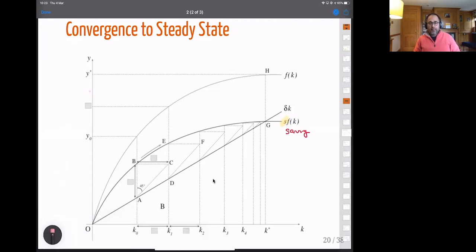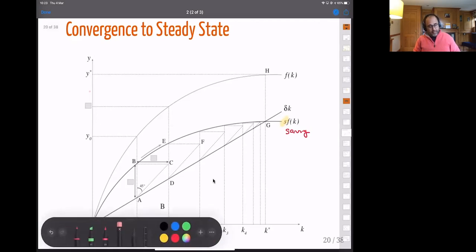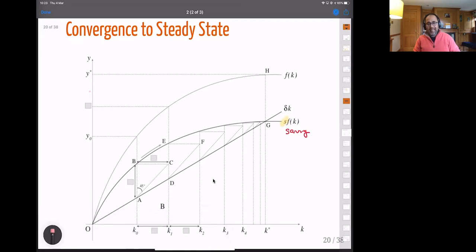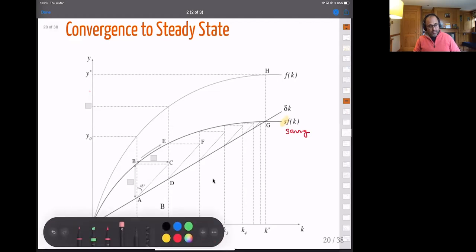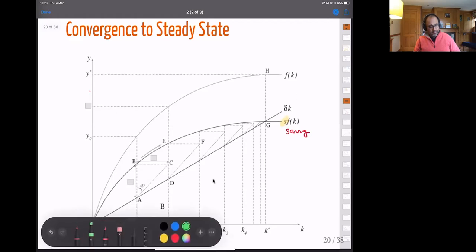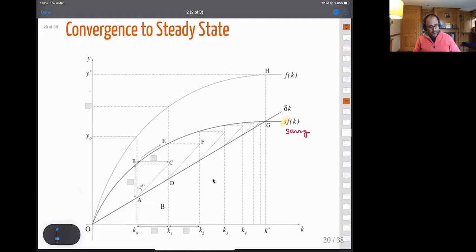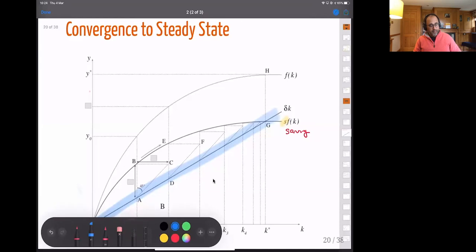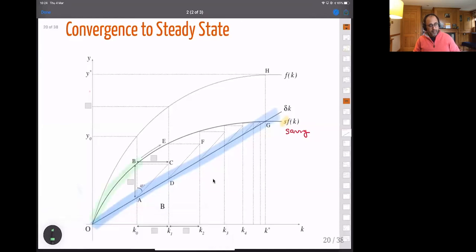The other thing is that we also have the depreciation line. Given the capital stock, depreciation is a constant proportion. So the depreciation line is simply this. The blue line is simply the depreciation line, and the green line is the saving line.